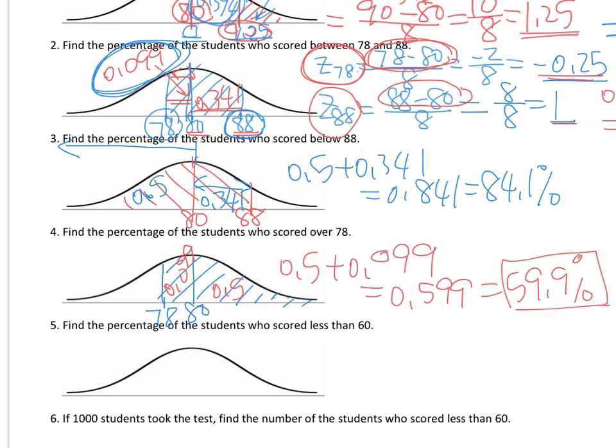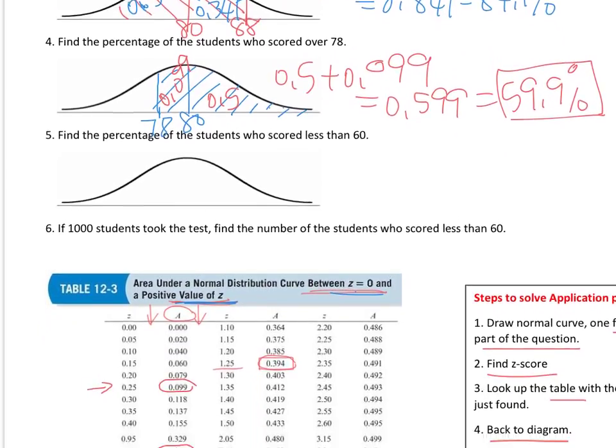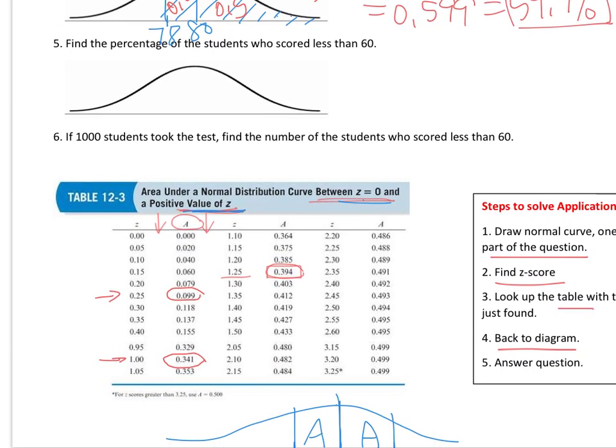Okay, let's look at the next part. In the next part, we ask you to find the percentage of the students who scored less than 60. Okay, now I haven't seen 60 yet. 80 still is my mean. 60 is to the left of 80. 60 is less than 80, so to the left. Less than 60 means to the left of 60.